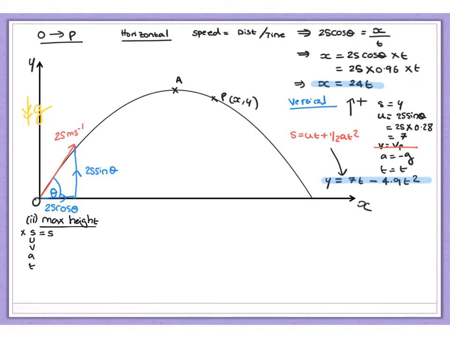s is what we're trying to find. u is equal to 7. We know that. That's 25 sine theta, which worked out to be 7. v, the vertical velocity, is 0 at the maximum height.